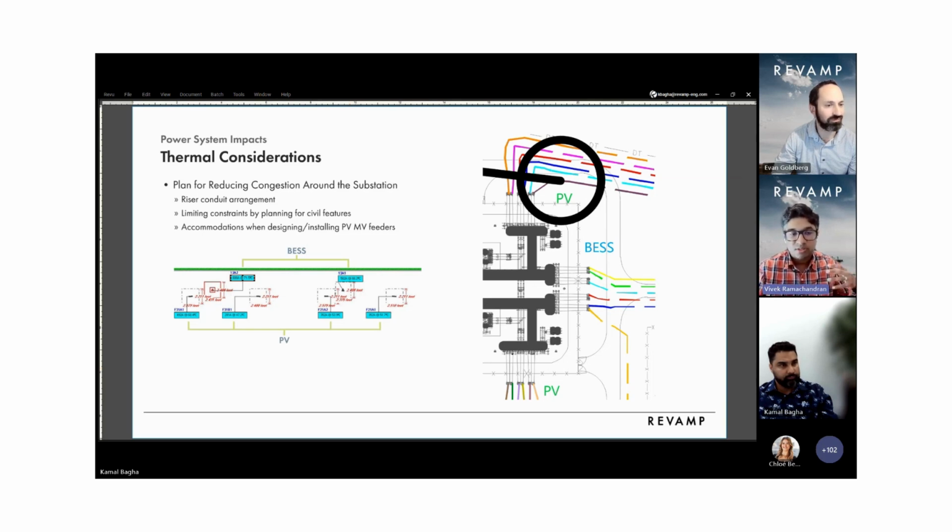So from a construction, maintenance, as well as definitely a thermal evaluation standpoint, better planning can give you a lot of benefits in how the MV feeders come into the substation. Next slide.